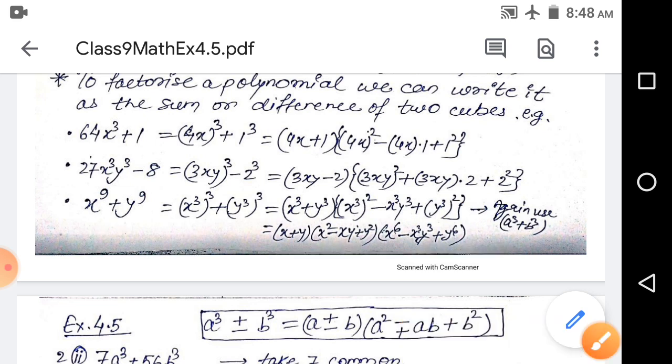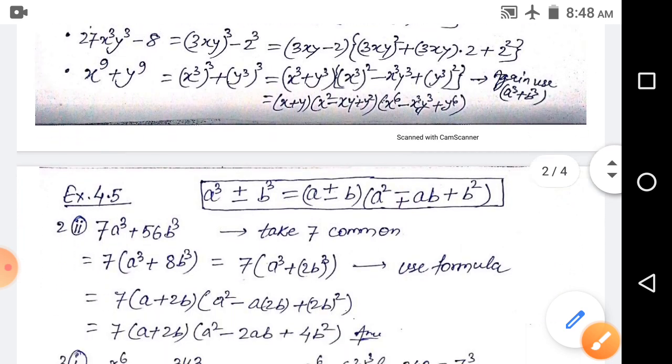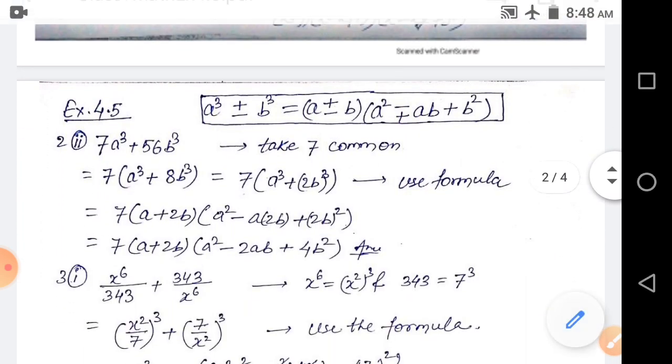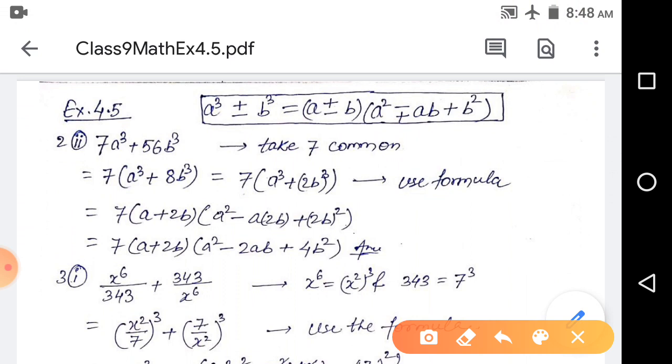Now come to the maths from the exercises. Exercise 4.5. See, this is the formula that we are going to use here. A cube plus or minus b cube, that is sum or difference of cubes. It is a plus or minus b according to this. Okay. And this one becomes a square minus or plus ab plus b square.